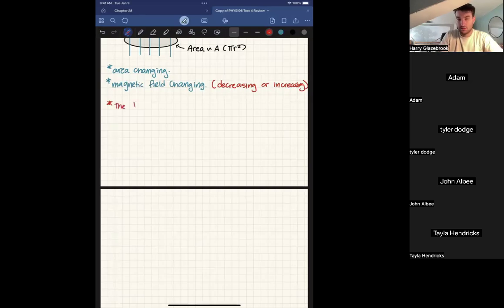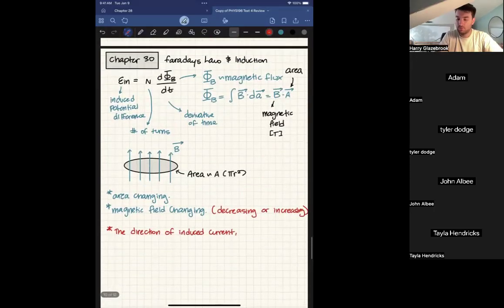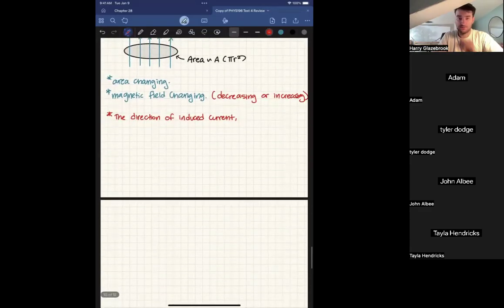And it's the direction of the induced current. And when I say induced current, I mean we're inducing an EMF, and that EMF is in turn going to induce current to flow. That induced current is going to act such that the direction of the induced current acts to oppose change in the magnetic field.